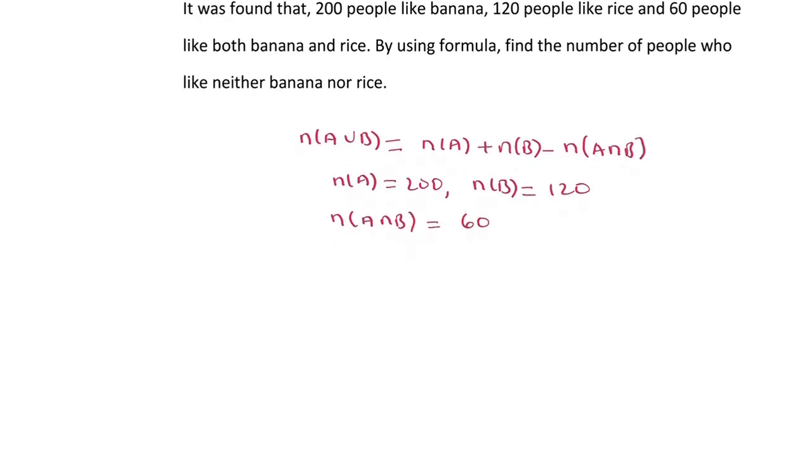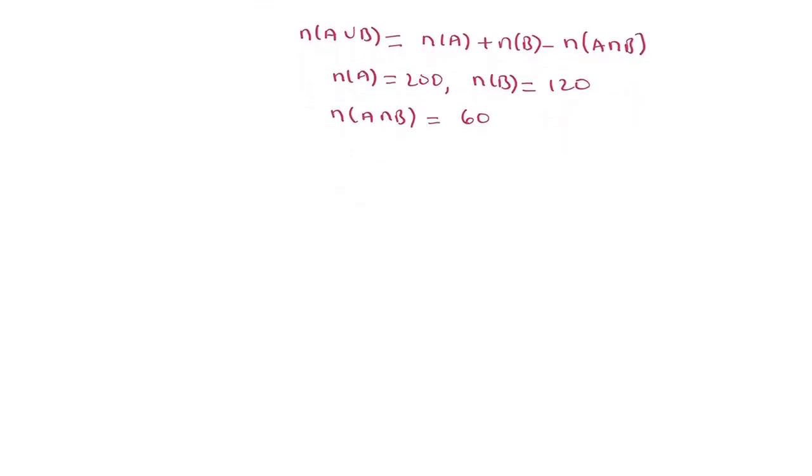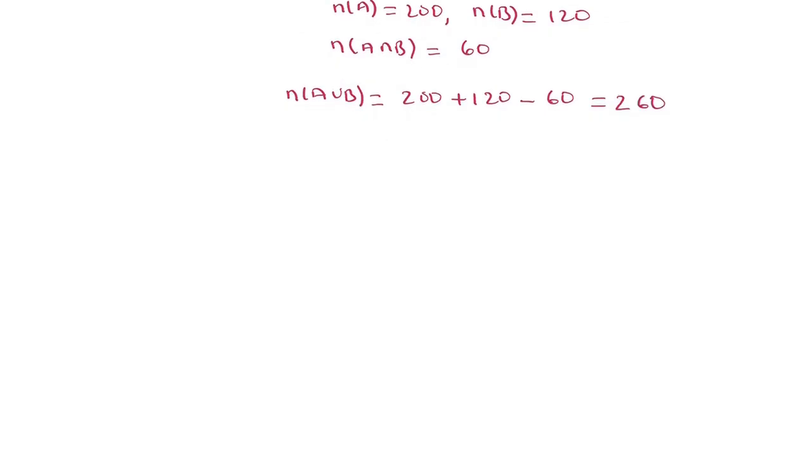Now let us substitute these values into our formula in order to find the number of A union B, which is the total number of people who like either banana or rice. So our equation is going to be number of A union B equals 200 plus 120 minus 60. After solving the values, here we are having 260.